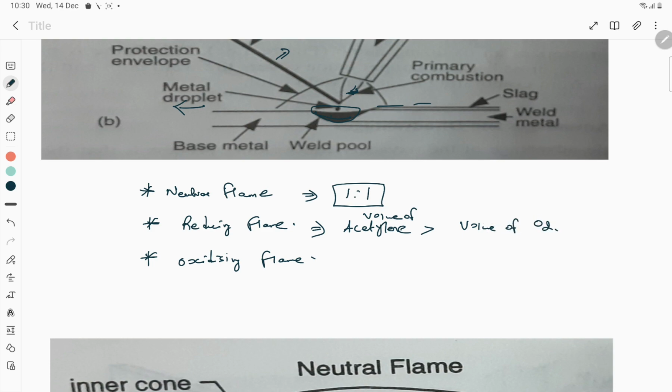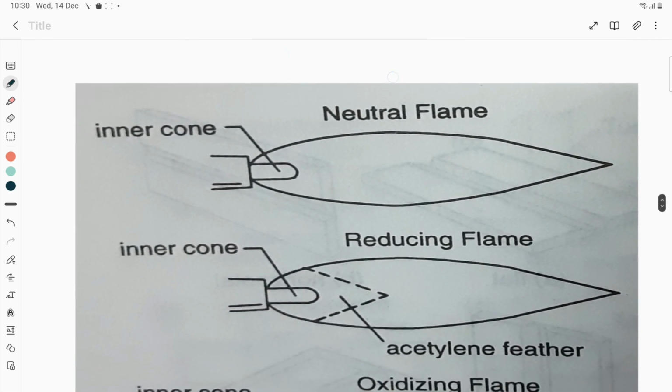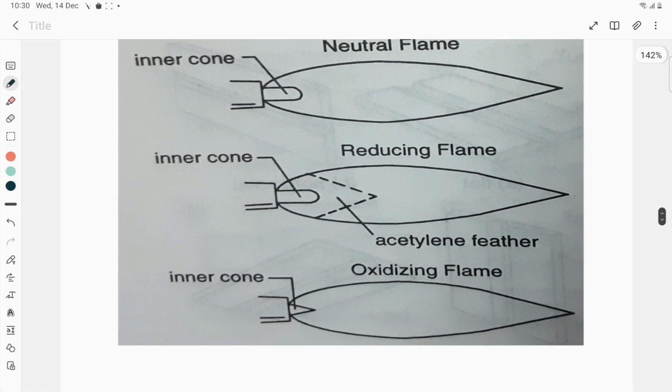So that is the case with respect to reducing flame. Whereas in case of oxidizing flame, volume of oxygen will be greater than volume of acetylene. So we will use more amount of oxygen in case of oxidizing flame. Depending upon the type of flame, the temperature varies, and accordingly the application aspect of gas welding also changes. So you can easily distinguish these three flames based upon the appearance of the flame.